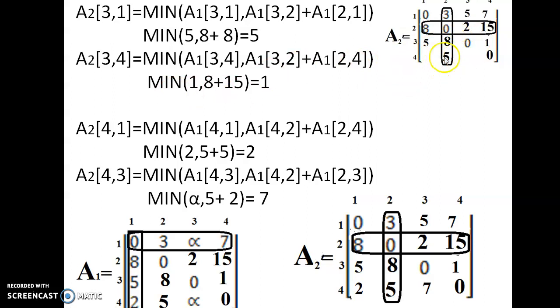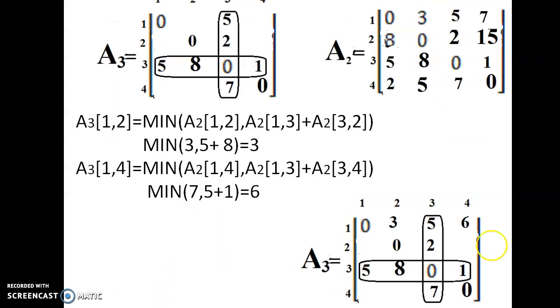Now for calculating this particular fourth row, the value called as already 2 is present here. Now we are calculating 5 plus 5, that is 10. Is 10 less or is 2 less? 2 is less, so we are placing 2 here. For calculating the value here, 5 plus 2, it is 7. And already infinity is present. Is infinity less or is 7 less? So 7 is less, so we are placing a value of 7 here. This is the way in which we have calculated this A2.